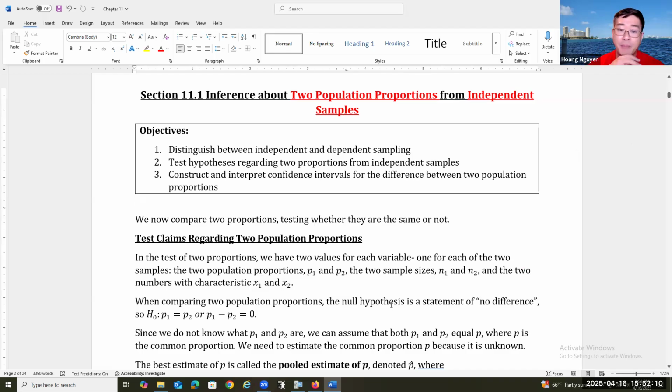When comparing two population proportions, the null hypothesis is the statement of no difference, which means the two population proportions are equal. So the way we state the null hypothesis is p1 equals p2, or equivalently, p1 minus p2 equals 0. When the two numbers have no difference, if you subtract them, the difference will be 0. You can use either option, but most of the time we go with option number 1: the null hypothesis is p1 equals p2.